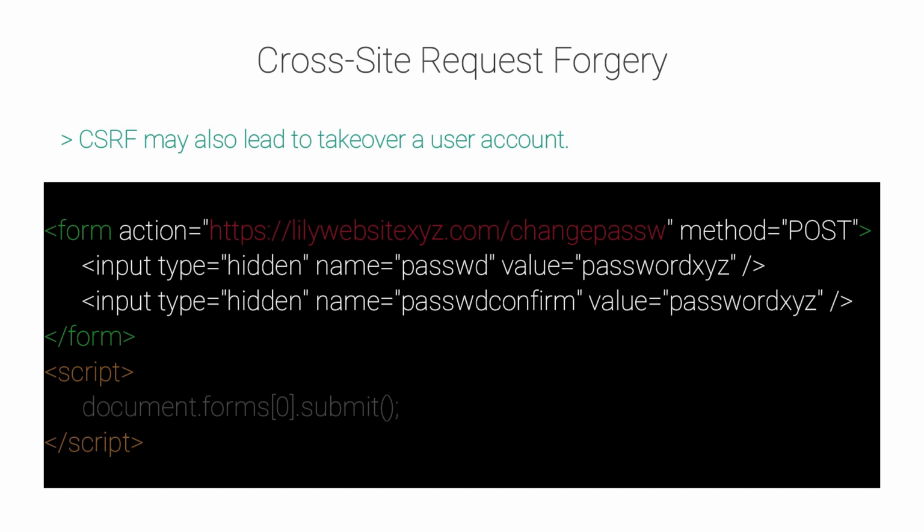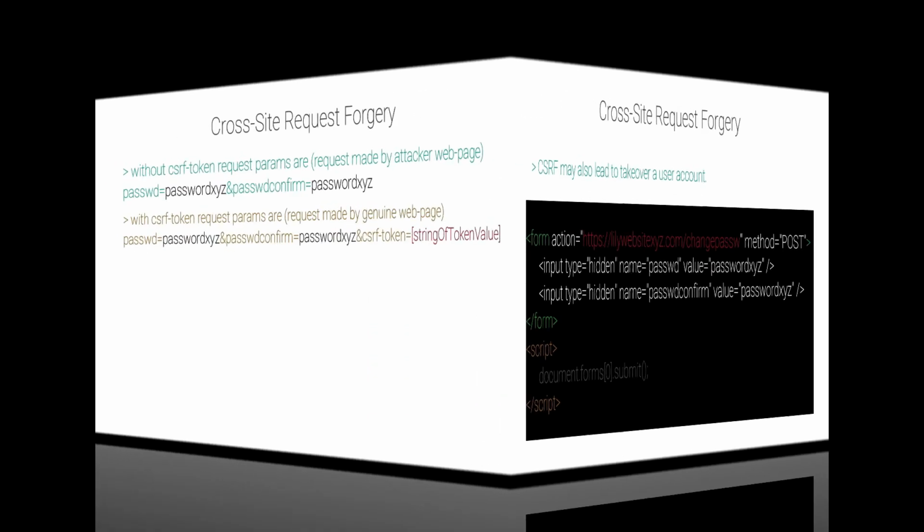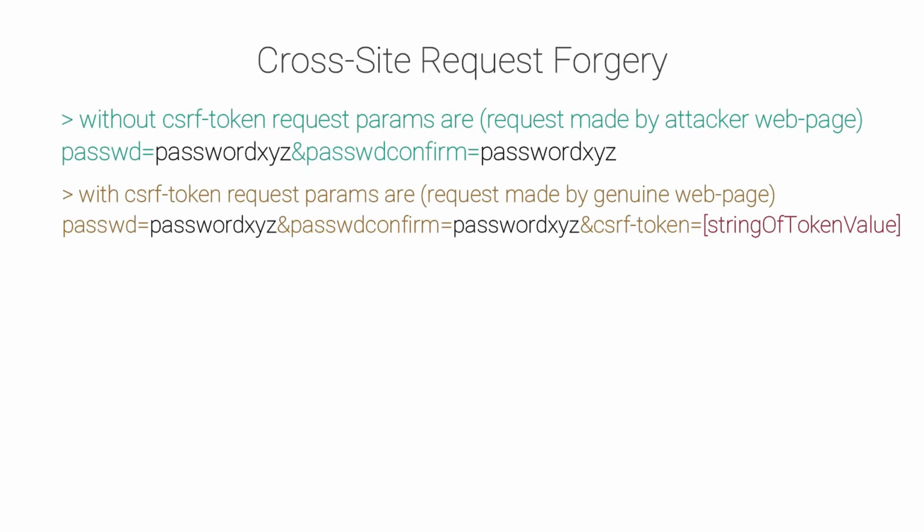As soon as Lily clicked the malicious link that Bob had sent her, a POST request will be made to Lily's website xyz.com to change her password. Implementation of a CSRF token is one of the preventions to save a user from this type of attack. A CSRF token is just a hidden value that is sent along with the form data, and then the web server validates it to check whether the request is sent from the genuine web page or not.